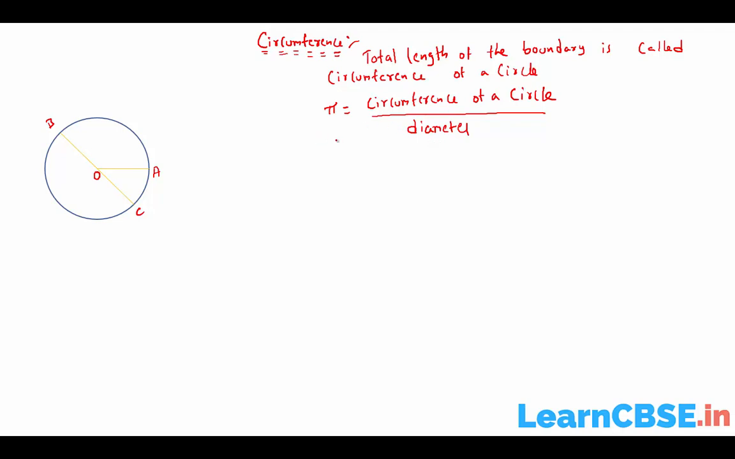Now from this let me write: circumference of a circle equals, bringing the diameter to the other side, becomes multiplication, pi into diameter. Diameter is denoted by small d, so pi d. Write d in terms of radius: d equals twice the radius, 2r. That means 2 pi r is the circumference.